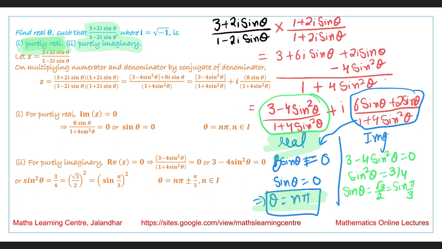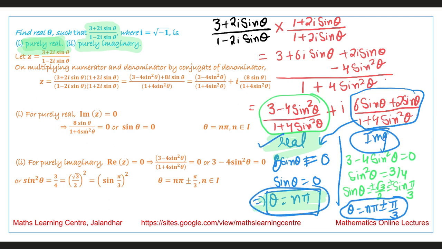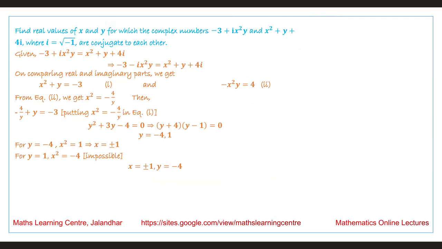The value we should have over here is plus minus sine. So we are writing sine pi by 3 over here. We will have plus minus sine over here, so we are getting the answer. We know how to solve these kinds of equations. The answer we are getting is theta is equal to n pi plus minus pi by 3. So for this value, the number will be purely imaginary, and for theta is equal to n pi, this number will be purely a real number.